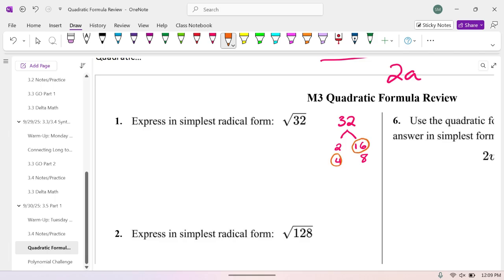Guys, being able to recognize your perfect squares at least up until 10 squared is pretty important. In other words, 1 squared is 1, 2 squared is 4, 3 squared is 9, 4 squared is 16, 5 squared is 25, 6 squared is 36, 7 squared is 49, 8 squared is 64, 9 squared is 81, 10 squared is 100, 11 squared is 121, 12 squared is 144, 13 squared is 169, 14 squared is 196, 15 squared is 225, 16 squared is 256, etc.